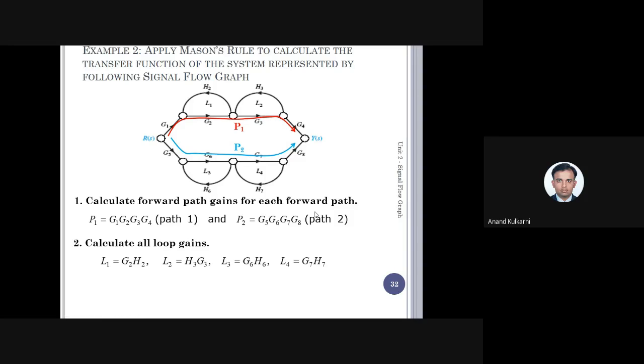Then how many loops are there? There are four loops. Which are those loops? This is L1, this is L2, this is L3 and L4. If I start naming the nodes 1, 2, 3, 4, 5, 6, 7, 8 in the clockwise direction, then here we have this loop and this loop.